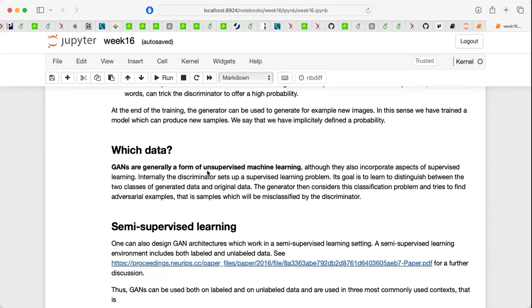So last week we discussed what kind of data GANs are used on. They are generally a form of unsupervised machine learning, but they also incorporate aspects of supervised learning. So internally, the discriminator sets up a supervised learning problem.